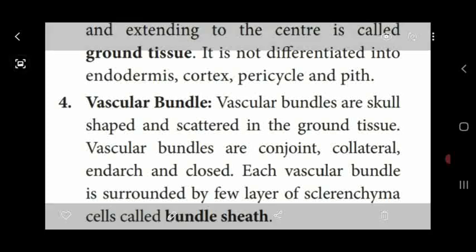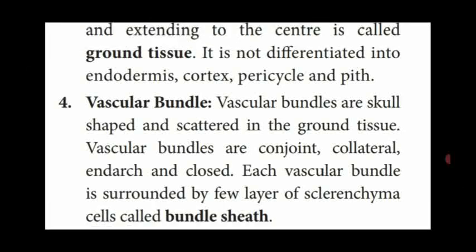Then one more variation: each vascular bundle is surrounded by a sclerenchymatous region called the bundle sheath. So vascular bundles are surrounded by a few layers of sclerenchymatous cells called the bundle sheath. This bundle sheath is absent in the dicot stem. Instead of that, the dicot stem has a cap-like structure called what? Bundle cap. But this monocot stem has the bundle sheath.